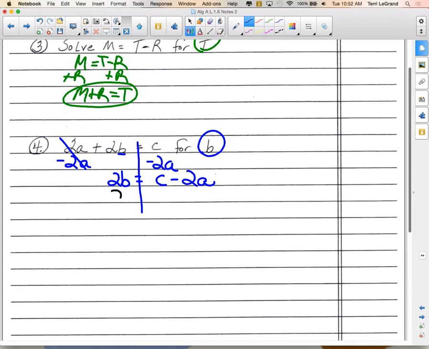So we say, you know what? Since 2B has to be divided by 2, that's our goal, to get B by itself. Since 2B has to be divided by 2, we have to do that on the other side. So one of our options is what? Divide the whole side by 2. Okay, that's an option.